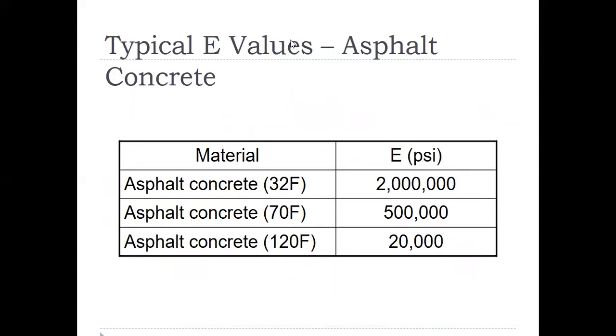Typical values of asphalt modulus are dependent on the temperature. Asphalt is 2 million at 32 degrees Fahrenheit, and at 120 it becomes 20,000.